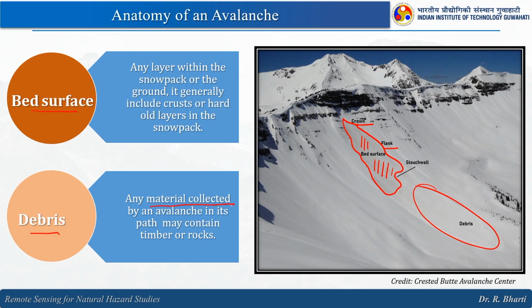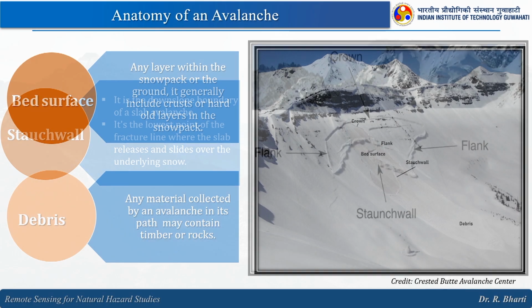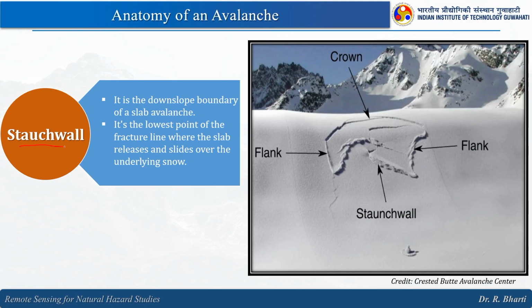Any material collected by the avalanche in its path may contain timber or rocks if we talk about the large scale avalanches. Then Stauchwall. So, here you can see it is beautifully showing you the Stauchwall. It is the downslope boundary of a slab avalanche. It is the lowest point of the fracture line where the slab releases and slides over the underlying snow. So, this is the Stauchwall, right.